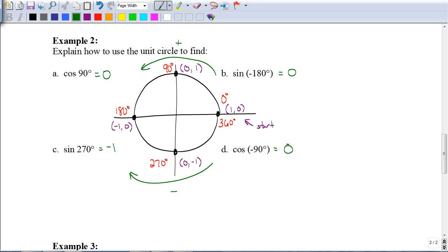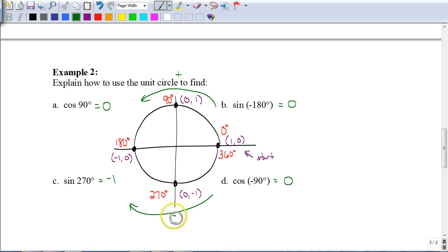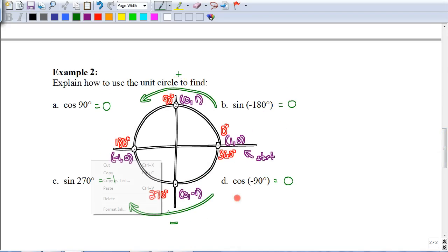But what if we have more than one full rotation? Let's look at these next problems. First off, I'm going to copy this so I don't have to redraw it.